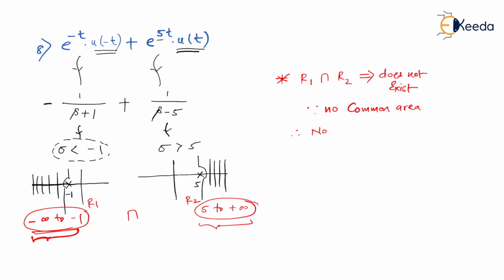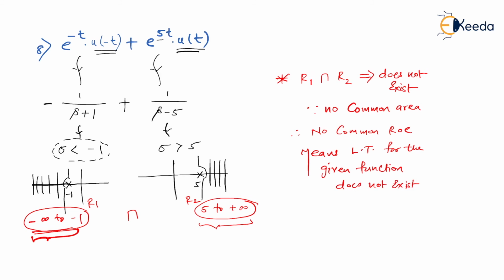Since no common area, there is no common ROC. If there is no common ROC, it means Laplace transform for the given function does not exist. So I hope you got my point. It is mandatory that you must have common ROC. If there is ROC present for a function, then only its F of s is valid. So whatever F of s that you have calculated over here, it is invalid. It does not exist in fact.